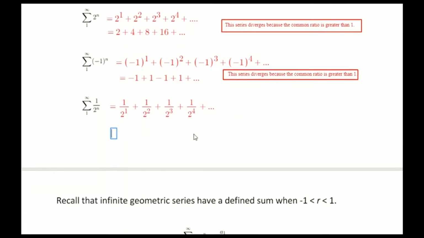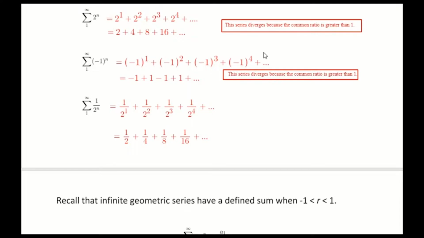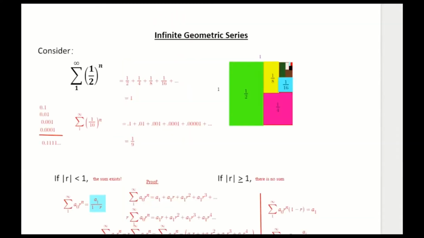Let me scroll down just a tad here. And we get 1/2 plus 1/4 plus 1/8 plus 1/16, and so forth. Now, in our last lesson, we actually examined this particular series. Let me show you real quick. Let me bring you back to the notes from last time.